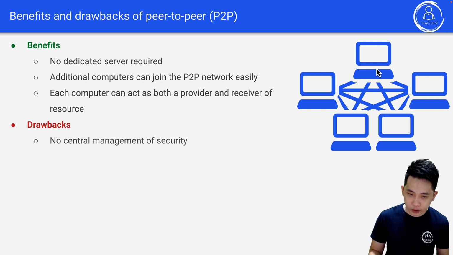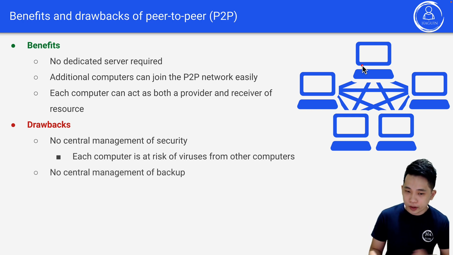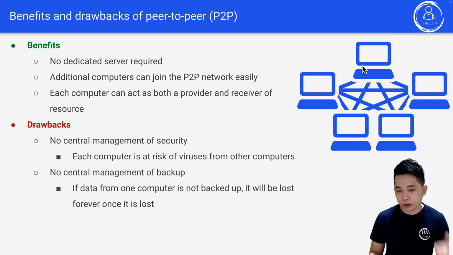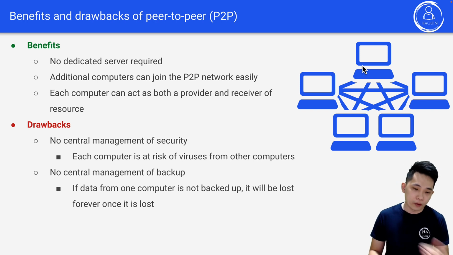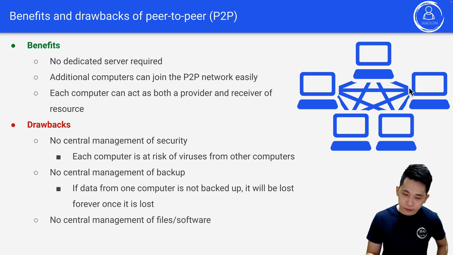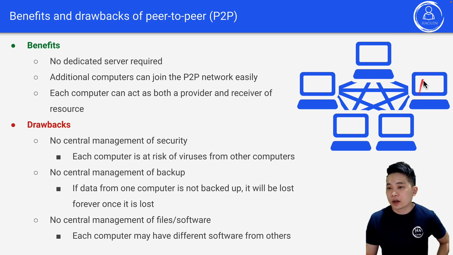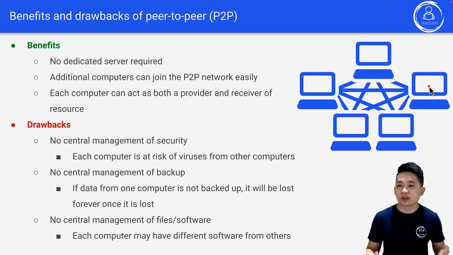There's no central management of security. For example, each computer is at risk of viruses from other computers. This computer here can just send a virus to the other computer here easily. Then there's no central management of backup. It means that if data from one computer is not backed up, it will be lost forever once it is lost. For example, let's say you store a file in this peer. Once it is lost, it's going to be gone forever. The next is no central management of files or software. For example, each computer may have different software from others. Maybe this computer has software version 2, this one is software version 10, and this is software version 9. So they do not have the same version of software.